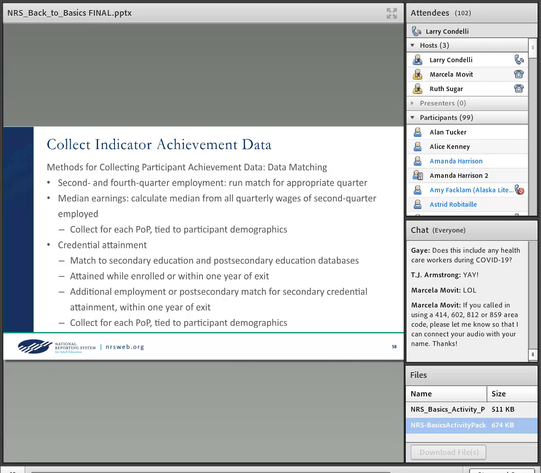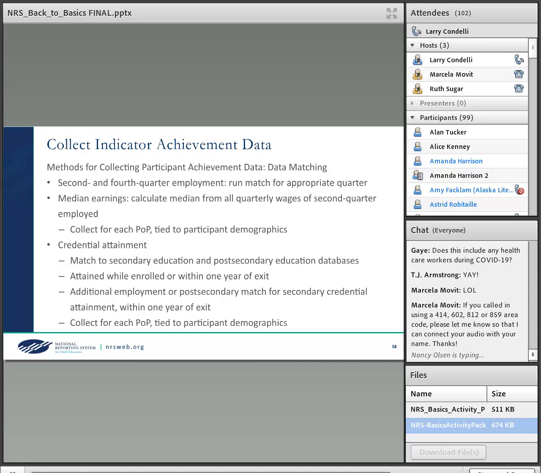Okay, so then there are great challenges, as you're aware of, and as I saw in some of the chat we just did, to collecting the achievement data after the participant exits. Of course, the student's gone, and some time passes, a quarter or up to a year. So how do you collect these data and find out if the student achieved a credential and what their employment status and perhaps their median earnings, quarterly earnings, are?